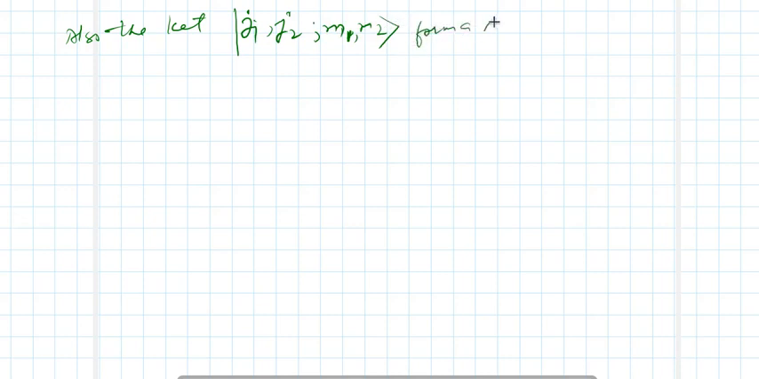Also, the ket vectors J1 J2 m1 m2 form a complete and orthonormal basis.